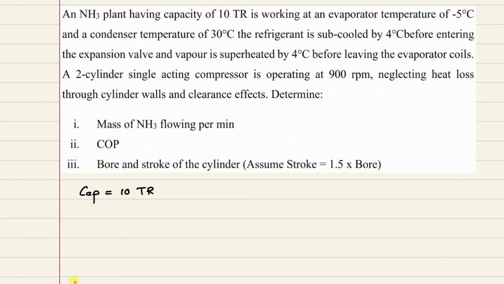It is working at an evaporator temperature of -5 degrees Celsius. So evaporator means TE temperature, which is T low temperature, it is minus 5 degrees Celsius. A condenser temperature of 30 degrees Celsius, so TC equal to T high equal to 30 degrees Celsius.